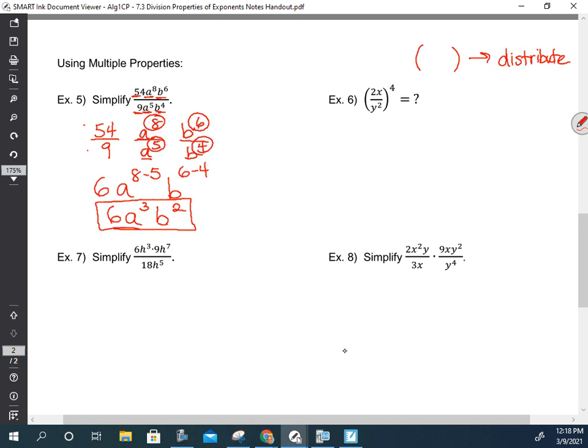So a base is anything that's not an exponent. So the 2 is an exponent. So that means 2 is a base, x is a base, and that y is a base. That 2 is an exponent. So you have 3 different bases. You're going to give the 4th power to all of them. So 2 to the 4th power, x to the 4th power, and y squared raised to the 4th power.